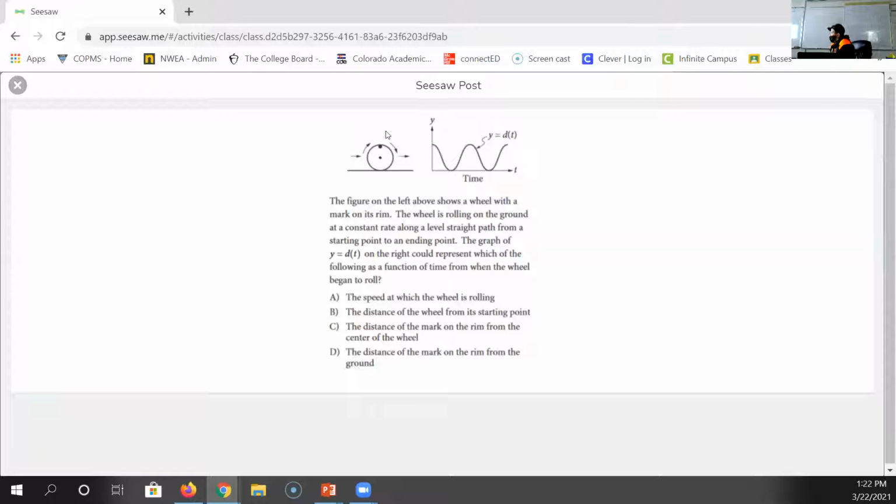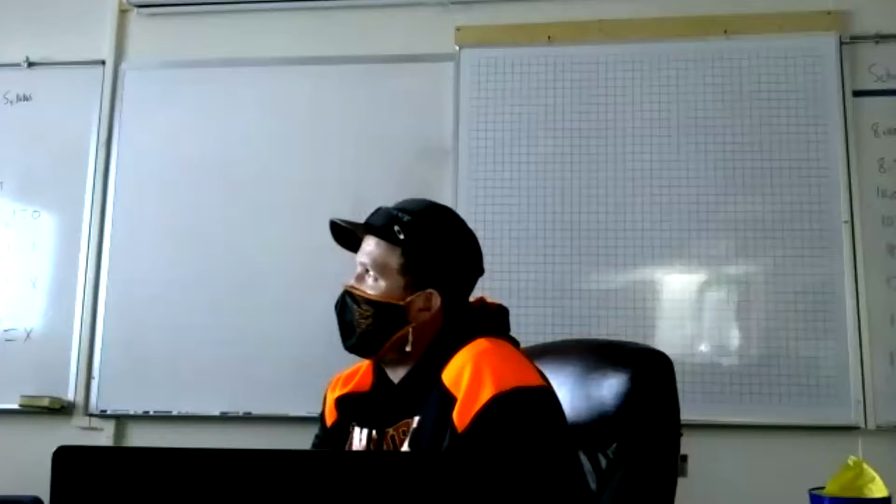So answer choice D, the distance of the mark on the rim from the ground. Okay, so we're starting at a high point here. You can see that's representative. And as we roll, our mark is going to touch the ground. It's right there. Then it's going to go back up after it completes its first revolution, and then it's going to touch the ground again, and then it'll go back. So from the information in our paragraph, by process of elimination, we can conclude that the correct answer is D.